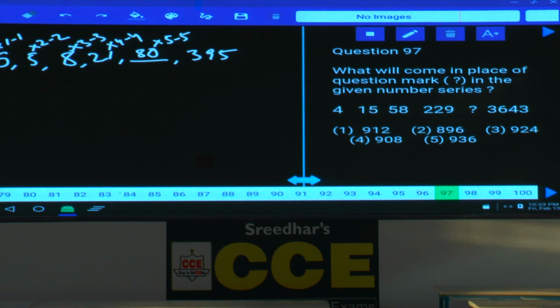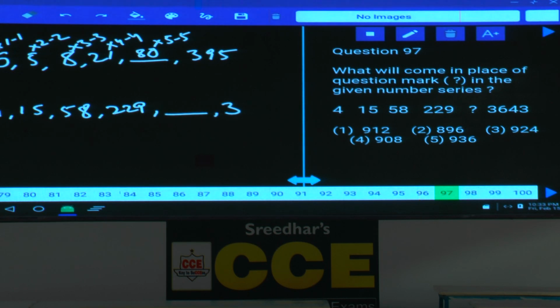Then 97: 4, 15, 58, 229, blank, and 3648. Now it started with 4 and ends with 3600. As the numbers are increasing at a very fast rate, it must be under product or combination. Product is not possible in between 4 and 15, hence it must be combination, isn't it? And in the case of combination, we should always check the highest pair. Now 58 and 229, hence it must be multiplied with how much?